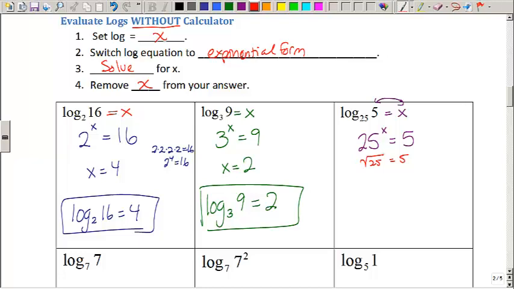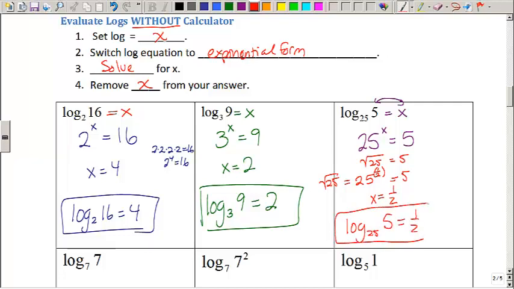Well, the square root can actually be rewritten as an exponent. The way we write that is 25 raised to the 1/2. 1/2 is the same thing as the square root, which still gets me to 5. So 25 raised to the what? Well, that's a half. So we have log base 25 of 5 equals 1/2.